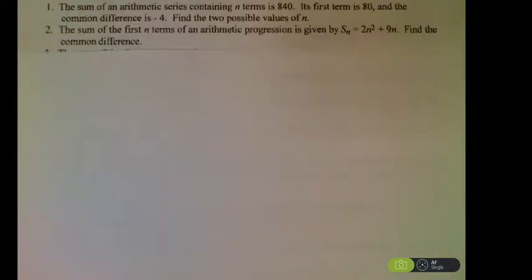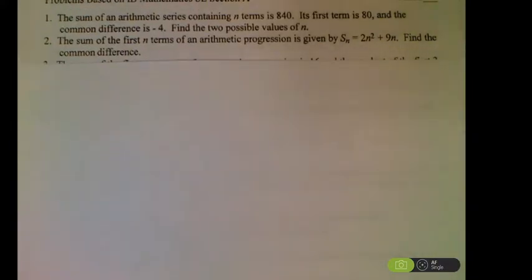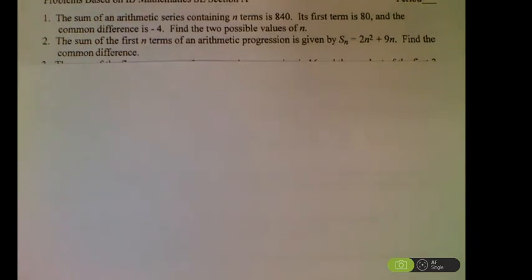answers. Moving on to number 2, so we got the sum of the first n terms of an arithmetic progression, so just an arithmetic sequence. And they're giving us a sum function for S of n, so anytime you see that S of n, we know it's a sum. Find the common difference.